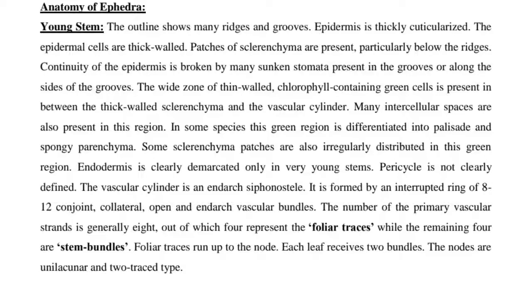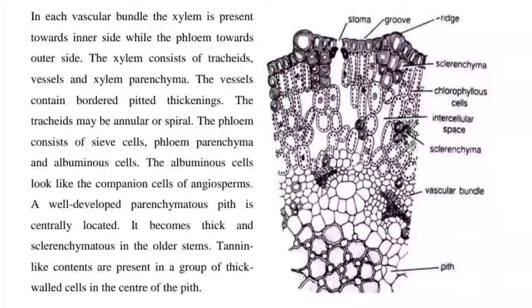Foliar traces run up to the node. Each leaf receives 2 bundles. The nodes are of the unilacunar and 2 trace type. In each vascular bundle the xylem is present towards the inner side while the phloem is towards the outer side. The xylem consists of tracheids, vessels and xylem parenchyma.